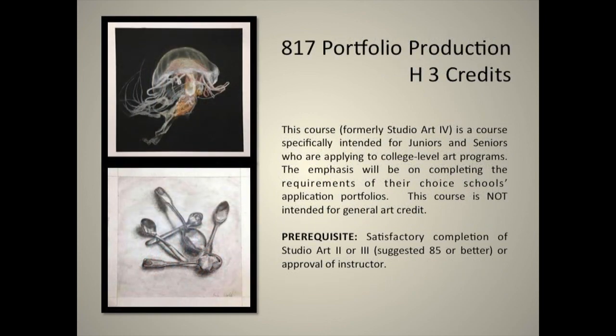Course 817, the Portfolio Production course. This is an honors level semester course. The course, formerly called Studio Art 4, is specifically intended for juniors and seniors who are applying to a college-level art program. The emphasis will be on completing the requirements of the schools' application portfolios. The course is not intended for general art credit. Satisfactory completion of Studio Art 2 and 3 or approval of the instructor is required.